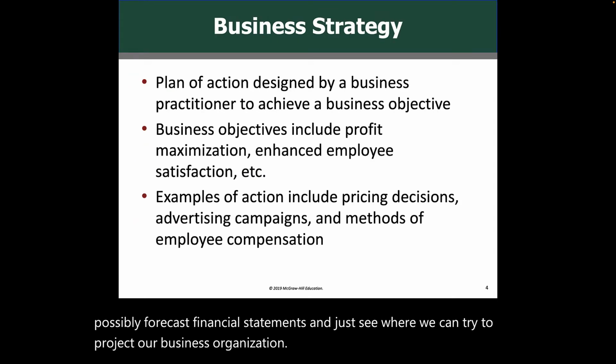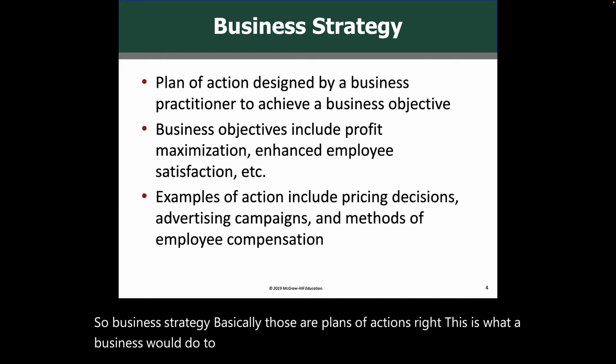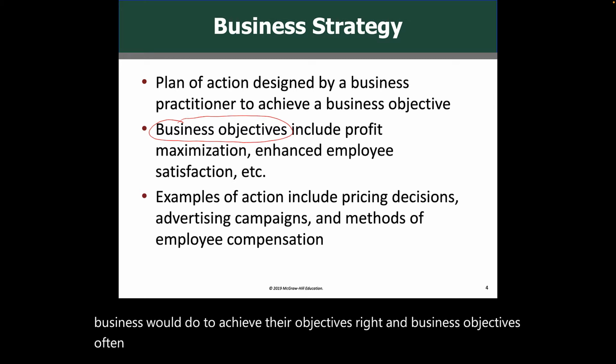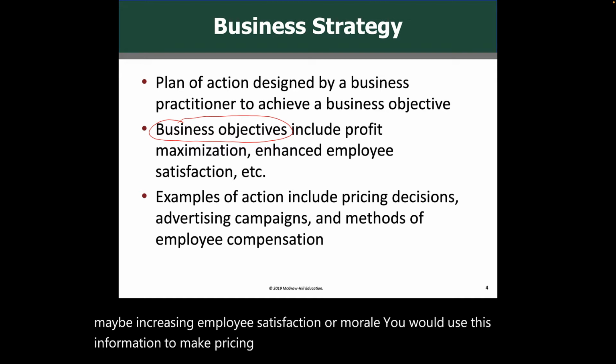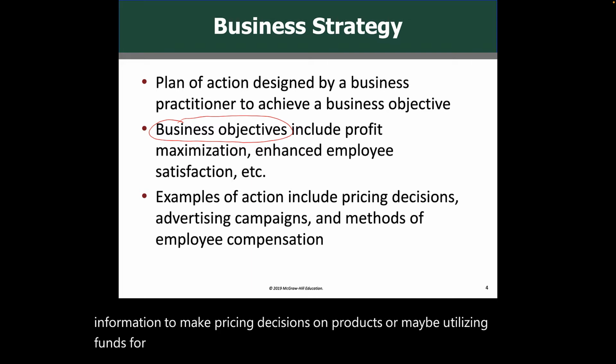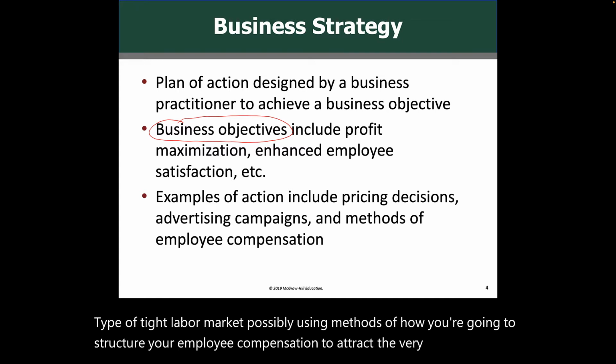So business strategy, basically those are plans of actions, right? This is what a business would do to achieve their objectives, right? And business objectives often include shareholder maximization, profit maximization, possibly maybe increasing employee satisfaction or morale. You would use this information to make pricing decisions on products, or maybe utilizing funds for advertising campaigns, or especially now in this type of tight labor market, possibly using methods of how you're going to structure your employee compensation to attract the very best employees.